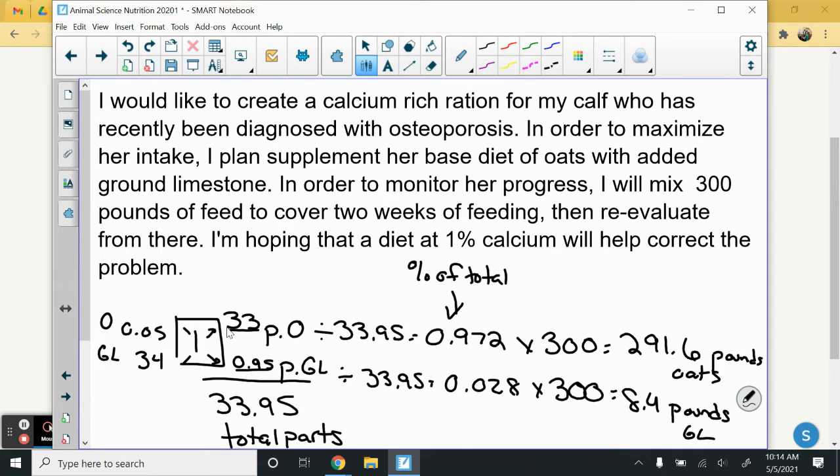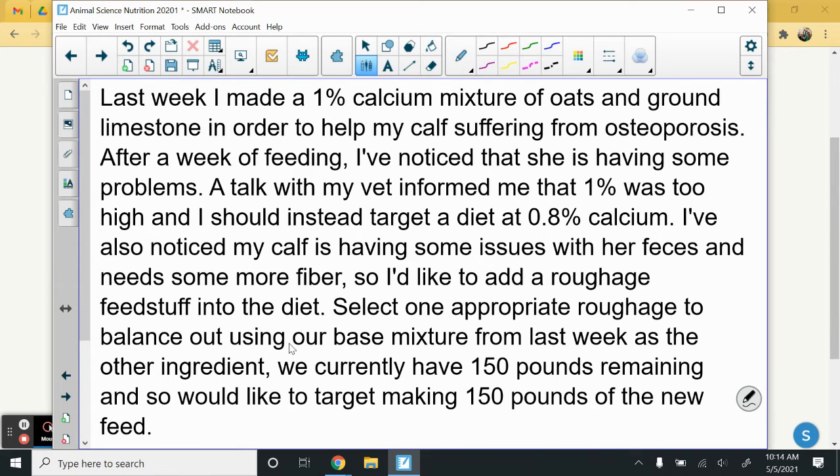Okay, so I have solved out my first problem. Again, this is exactly what we've been doing the whole time. Nothing different. We've just solved out like normal. It's going to get a little different as we move into stage 2. So, if I skip to our next slide, it says that last week, or a minute ago, I made a 1% calcium mixture of oats and ground limestone in order to help my calf that is suffering from osteoporosis. After a week of feeding, I've noticed that she's having some problems.